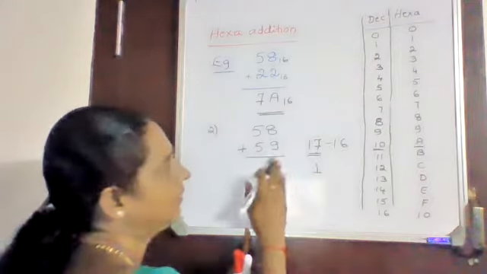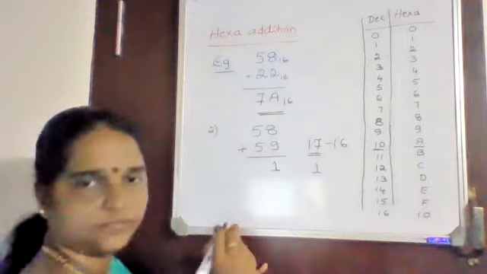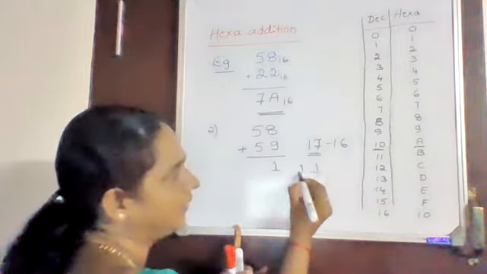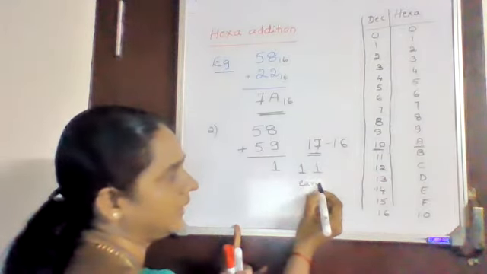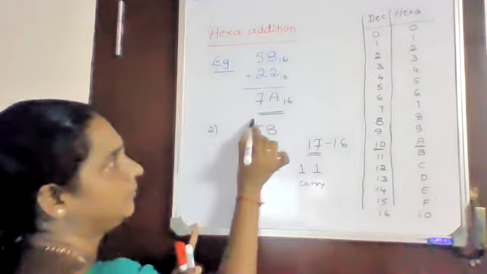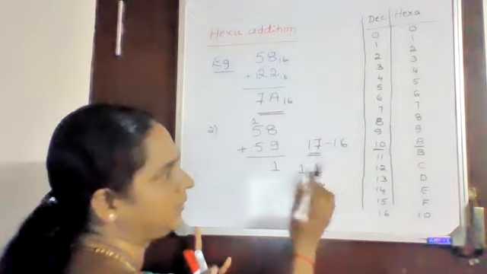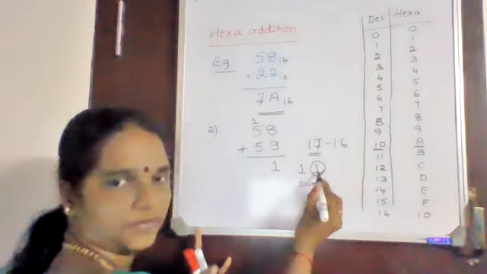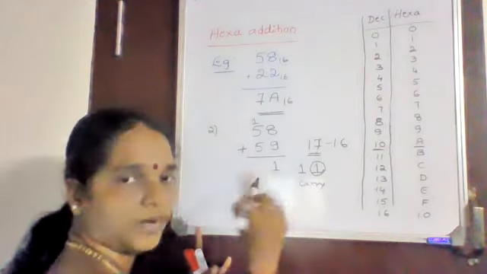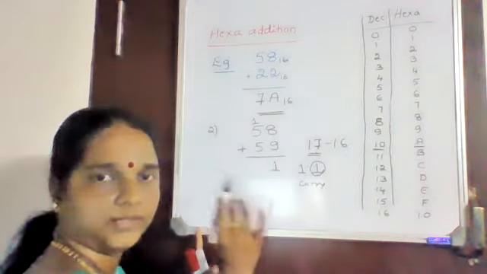Getting? So the sum value will be 1, along with 1 carry. 1 is carried to the next column. So to this column, 1 is to be carried. After subtracting, whatever the value you are getting, that sum value you have to write here, and 1 is to be carried to the next column.